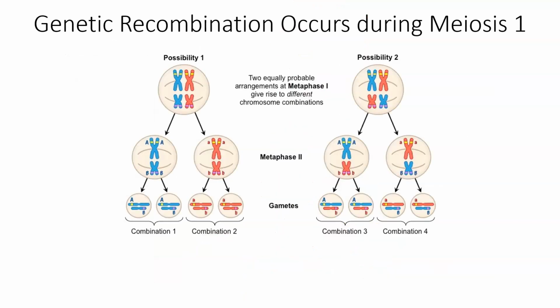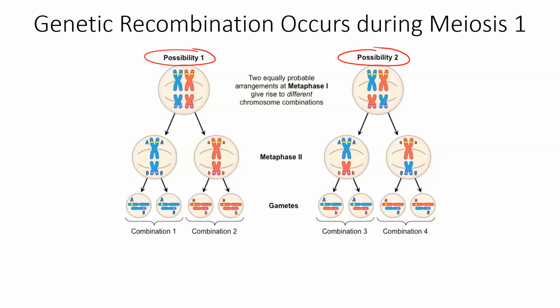Very important. Genetic recombination occurs during meiosis 1. This is a slightly different image, but it highlights the same process that occurred in that first image. This would be possibility 1. This would be possibility 2. All of the chromosomes in possibility 1 and possibility 2 are identical. They have the same gene locations, the same maternal group and the same paternal group. We have 2 chromosomes that are red and 2 chromosomes that are blue.